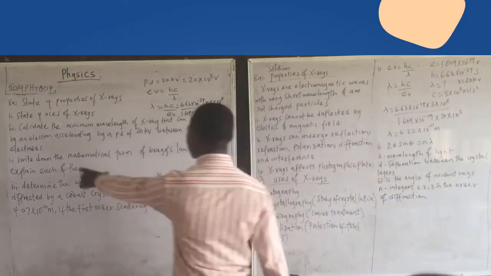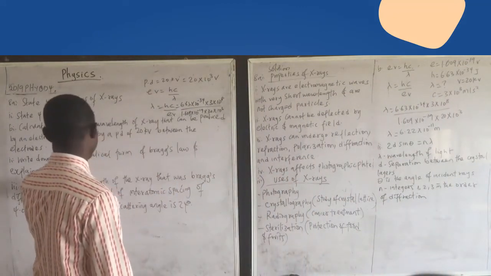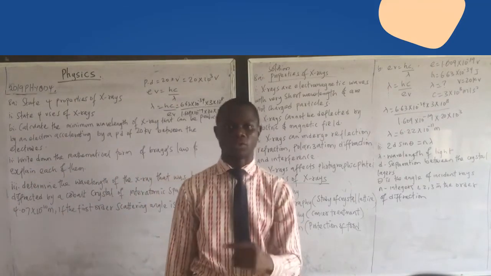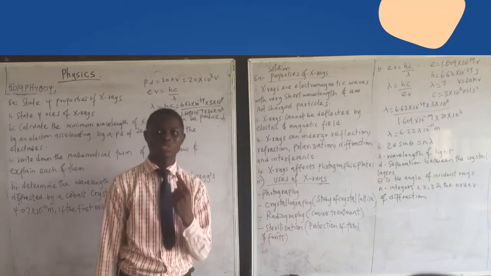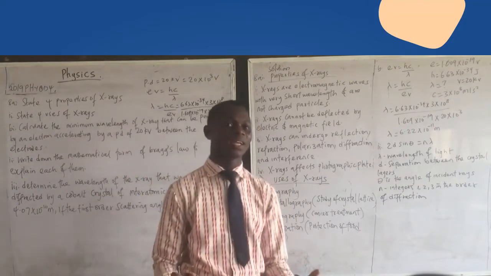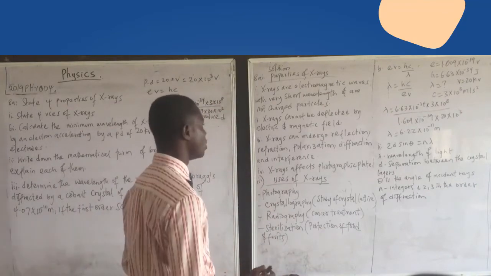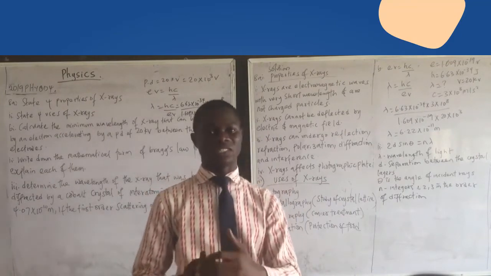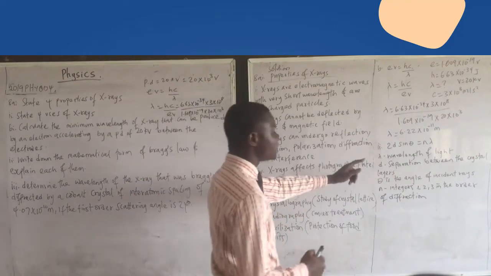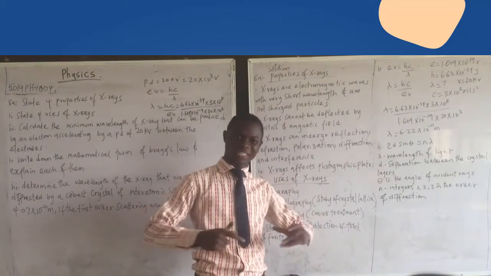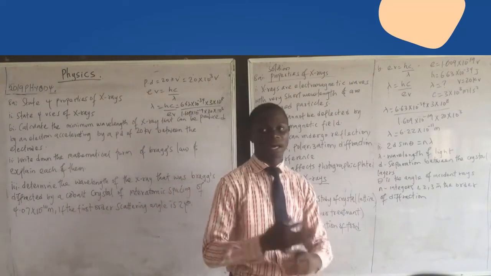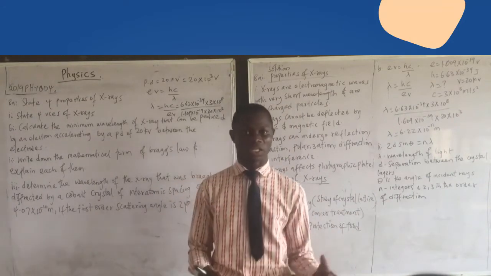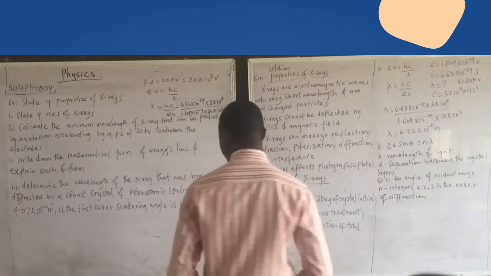as your final answer. Write down the mathematical form of Bragg's law and explain each of the terms. When you talk about Bragg's law of diffraction, the mathematical expression is 2d sine theta equals n lambda. Where lambda is the wavelength of the diffracted light, d is the separation between the crystal layers, theta is the angle of the incident ray, and n is an integer, it can be 1, 2, 3, the order of diffraction.